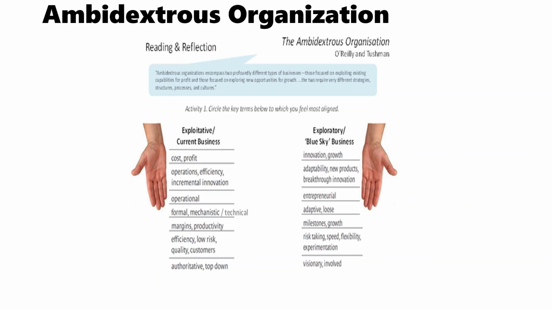So look at the column on the left-hand side. So you've got costs. Profit may not be the word we use there. Might talk about surplus, but profit's not. Operations and efficiency, incremental innovation, operational, formal, mechanistic. These are the processes and the systems and the policies and the procedures that we use in order to run our organisations. So these are things that really are required because of the regulatory nature of local government.